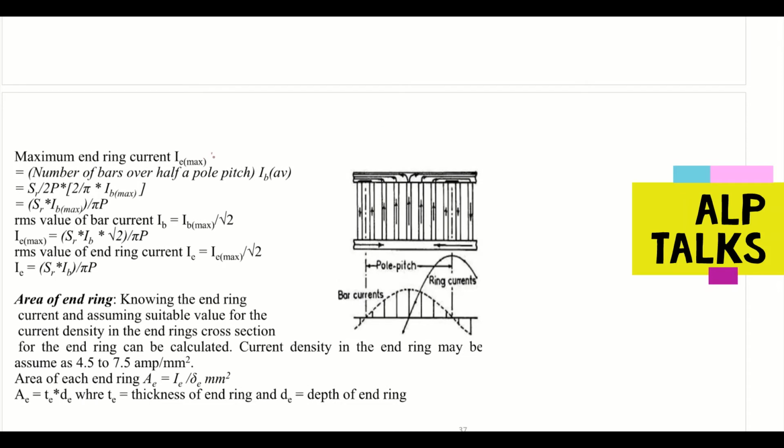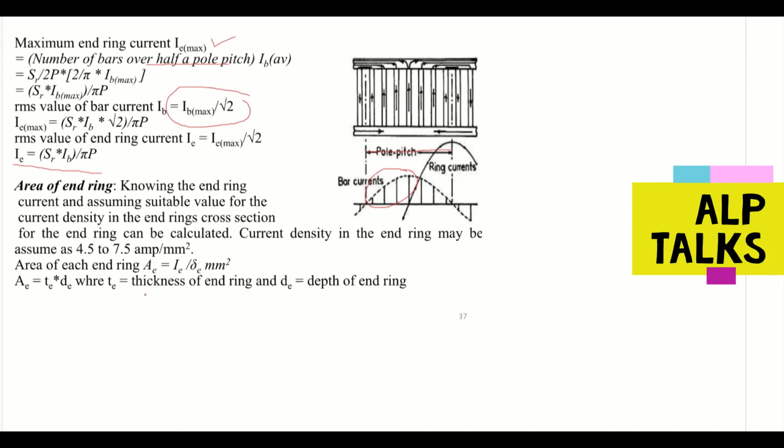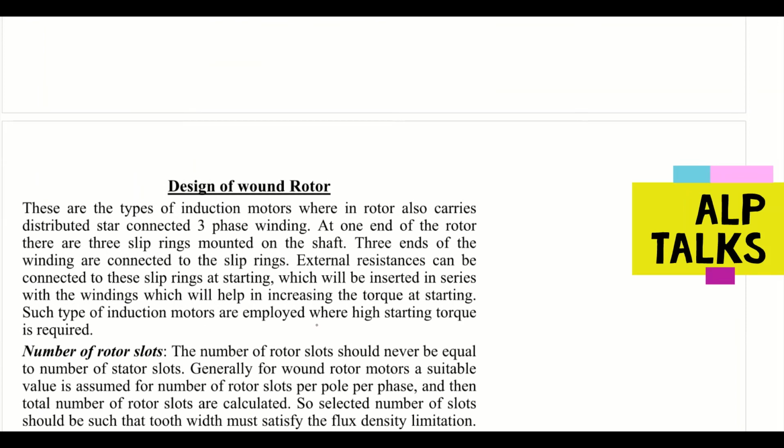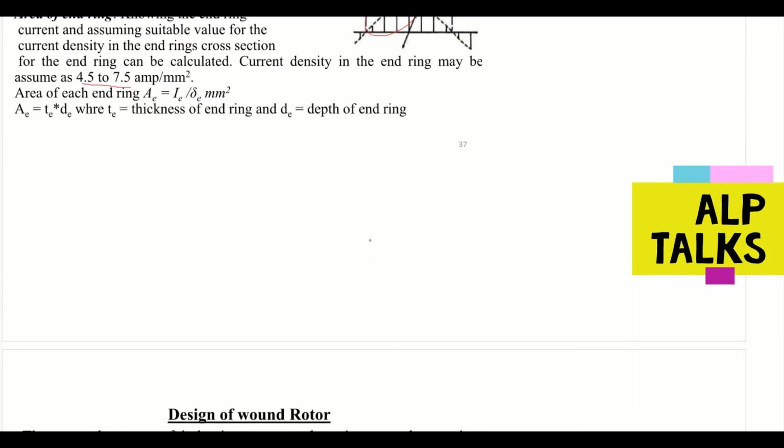So, the maximum end ring current I is nothing but the number of bars over half pole pitch. This is the full pole pitch, and we are just taking the half pole pitch. The RMS value of bar current is nothing but IB, whatever value is the maximum, divided by root 2. So, like this we calculated the current. So, area of end ring. Again, the current density we are taking here is 4.5 to 7.5. From that we can calculate the area. With this we have concluded the rotor design for the squirrel cage induction motor.